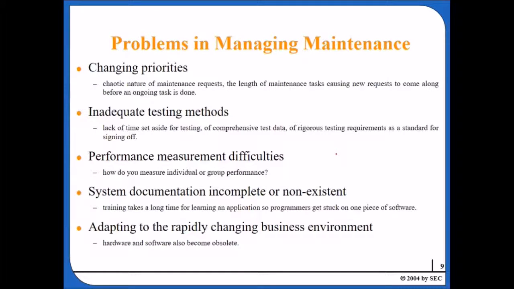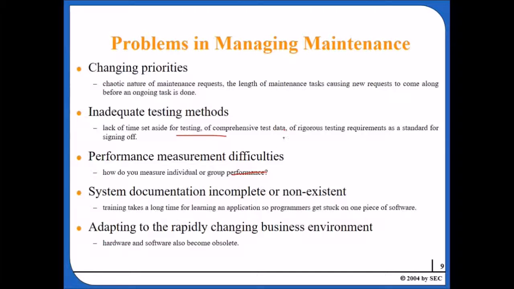Now, there are problems in managing this maintenance. What are these problems? First of all, you have changing priorities, meaning the chaotic nature of maintenance requests. The length of a maintenance task may cause new requests to come along before an ongoing task is actually complete. Then inadequate testing methods, that is lack of time set aside for testing, of comprehensive test data, of rigorous testing requirements as a standard for signing off. Then performance measurement difficulties, that is, how do you measure individual or group performance. The system documentation is incomplete or non-existent.